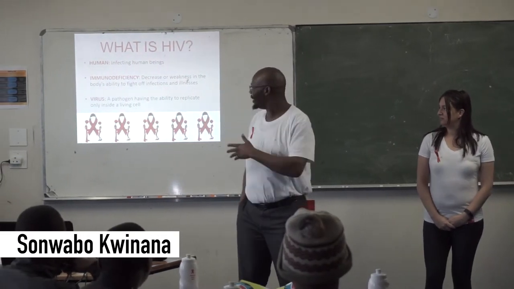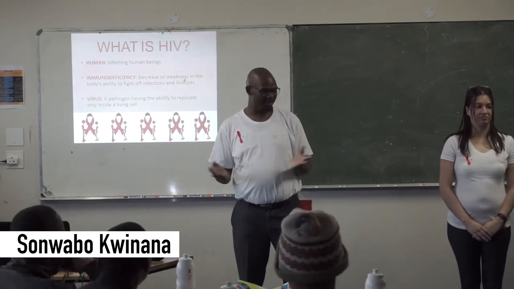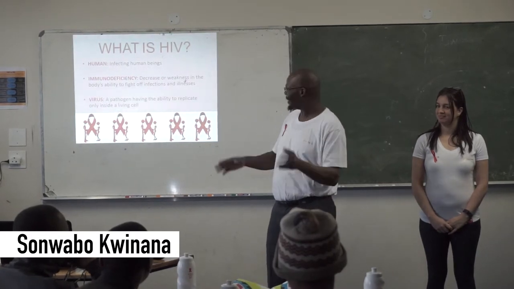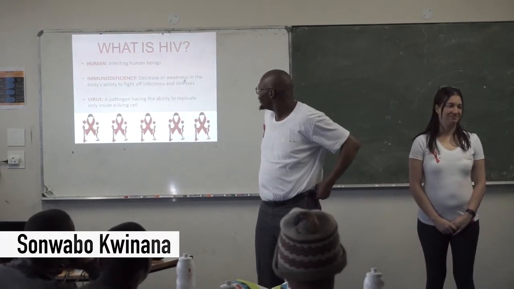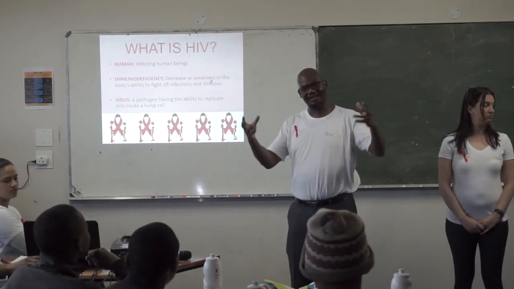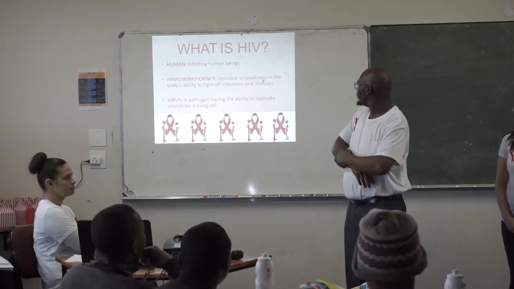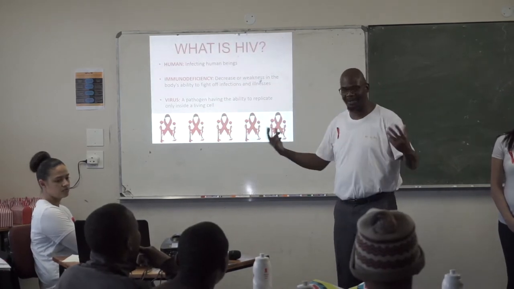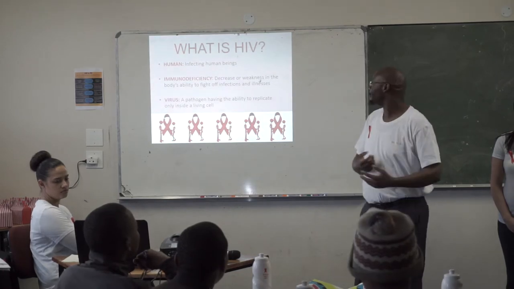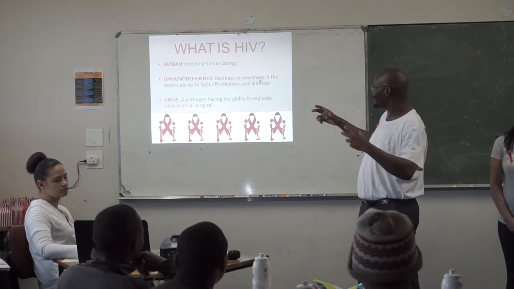I will just have to explain what HIV is. I know generally everybody knows that HIV is something that kills people, but in a true sense, academically, HIV, first of all, is human, that is, it attacks or infects human beings. And then immunodeficiency, which means it weakens the body's ability to fight the diseases that are coming to the body. Then the virus, we say it's a pathogen having the ability to replicate only inside a cell.